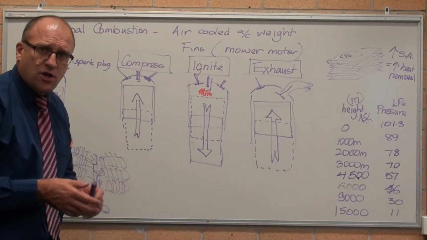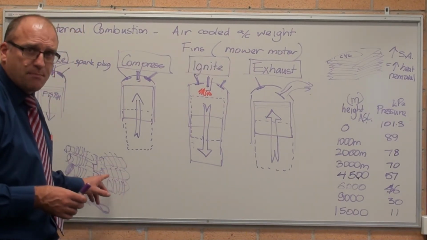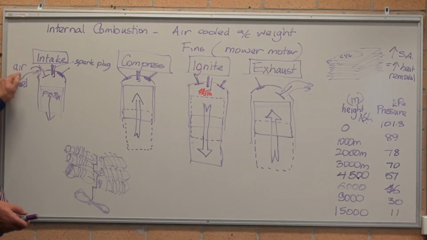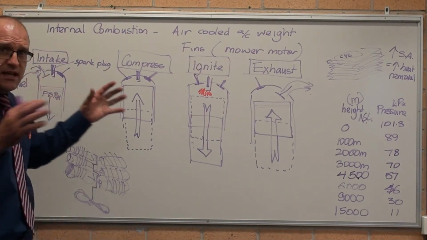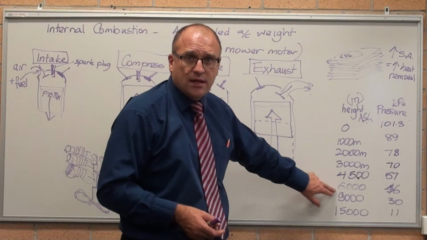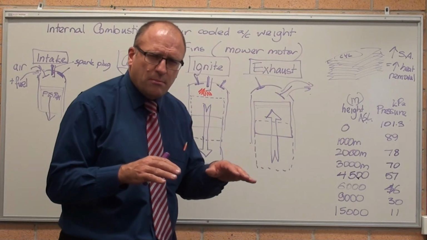You've probably heard of turbochargers in cars. You can put a turbocharger on these engines in planes. A turbocharger just increases the pressure of that air coming in. Means you get a little bit more volume, and you might be able to run up to 6,000 metres, 20,000 feet. But that's about the limit of internal combustion engines.